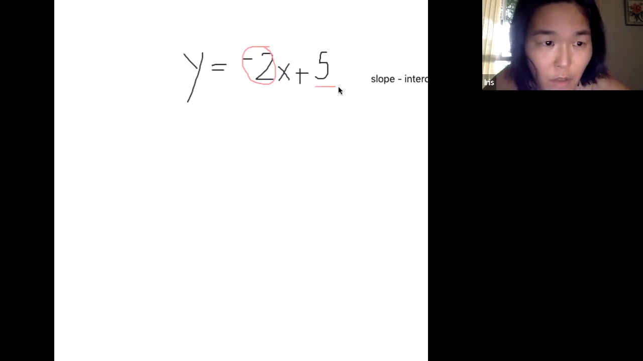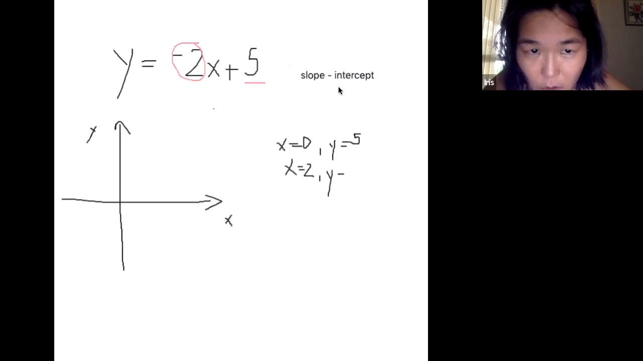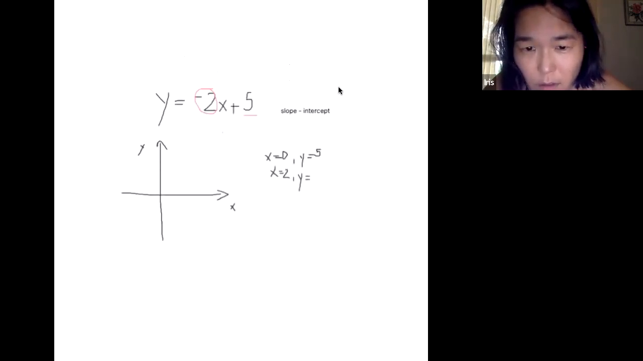This is when we have to start graphing the line. I don't know if you are familiar with how to graph it. These are the values of x and these are the values of y, usually. We plug in numbers. When x equals 0, y equals 5. When x equals 2, let's say, y equals -2 times 2, that's -4, plus 5 is 1. Is everybody okay with this?